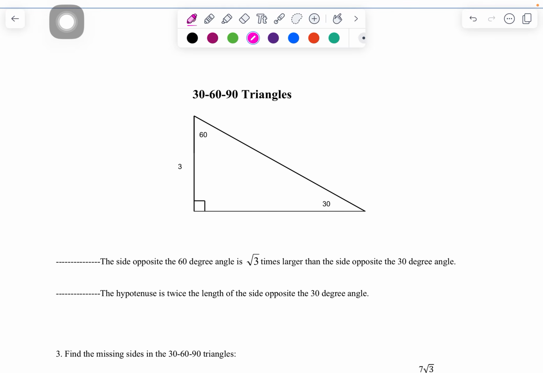So here's how the relationship works. The side opposite the 60-degree angle is √3 times larger than the side opposite the 30-degree angle. And the hypotenuse is twice the length of the side opposite the 30-degree angle. So the best way to do this is if you can know or be given the side opposite the 30, that is the one everything is based off of.